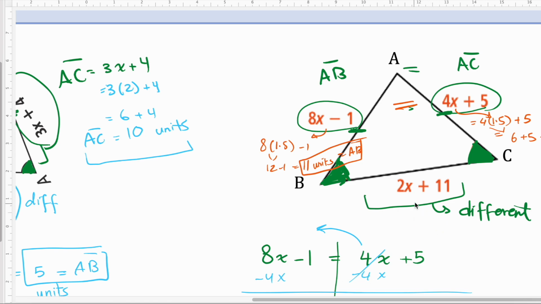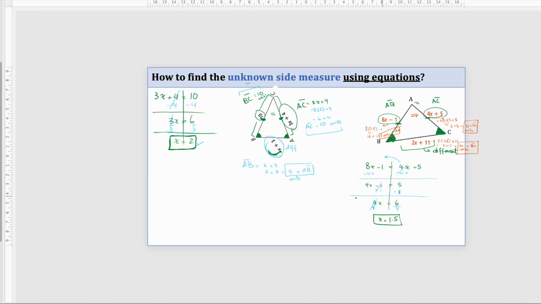So let's see. 2x plus 11 is basically 2 times 1.5, as we said x is 1.5, plus 11, which equals 3 plus 11, which is 14 units. That's the value of the BC side, and it is different. That's it. We're done with the third idea.